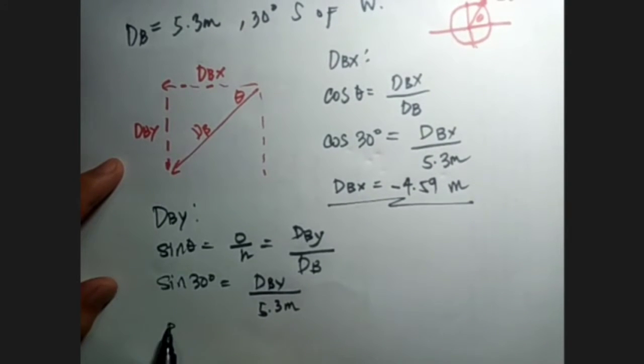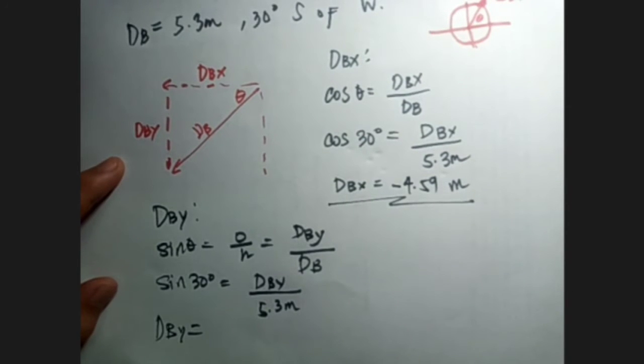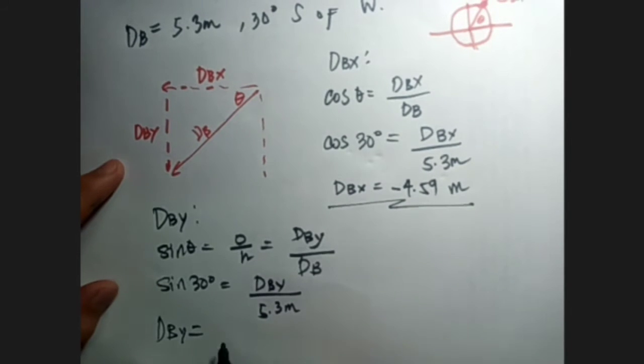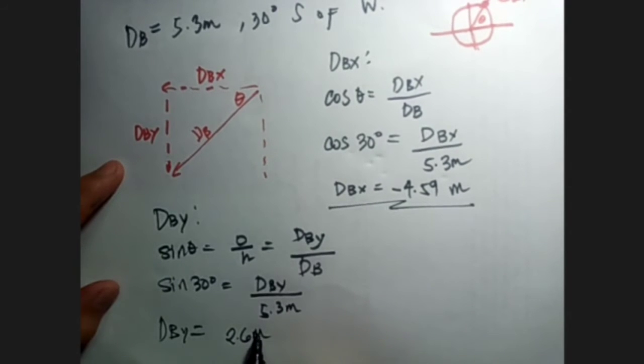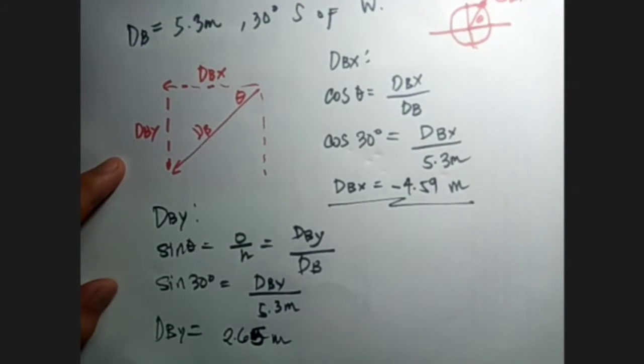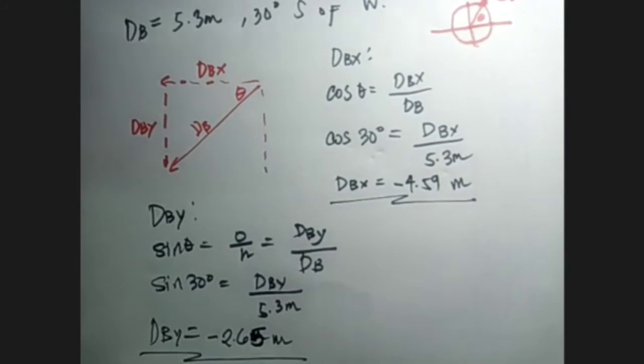B_y is equivalent to 1/2 of 5.3, which is 2.65. Sorry, 2.65 meters. Okay. In this case, since this B_y is going downward, this is negative. So meron na tayong B_x, B_y, meron tayong A_y, A_x.